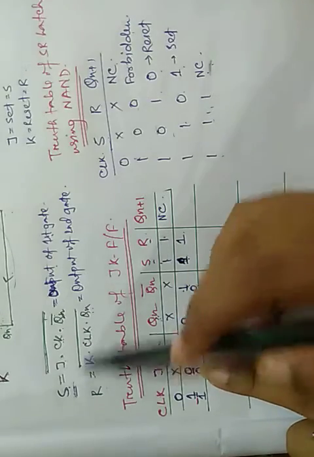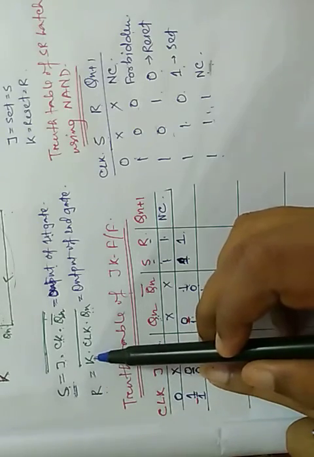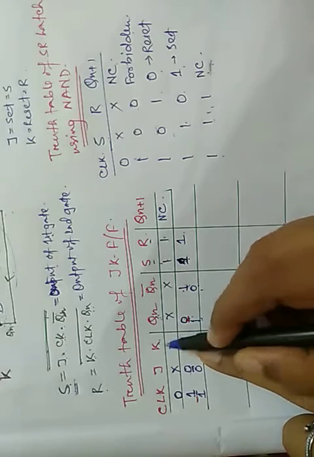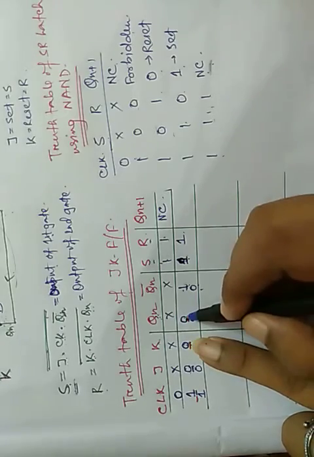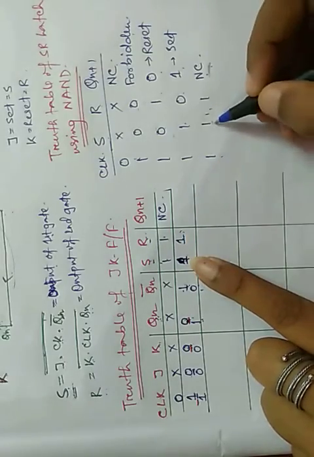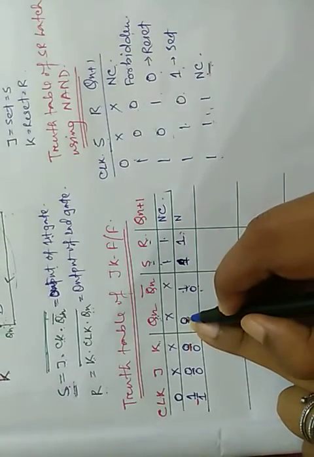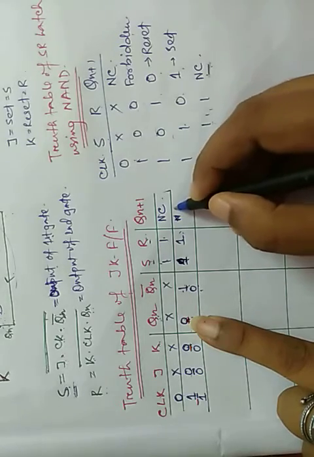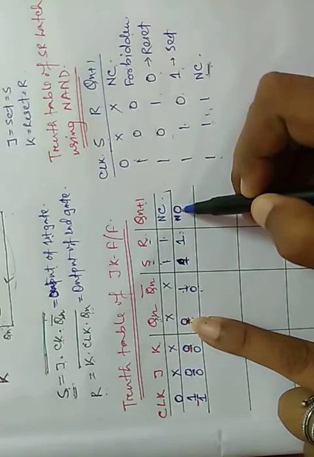Again, in order to get the input of R, what is the input of R? K clock Qn. K is 0, Qn is 0, clock is 1. So as one of the input signals is 0, the output is 1. And as S and R are 1 1, for 1 1 we get no change. No change means when the value of Q is 0, here also we get the output as 0. No change means Qn and Qn plus 1 have the same value.